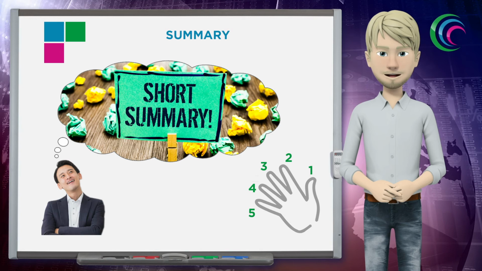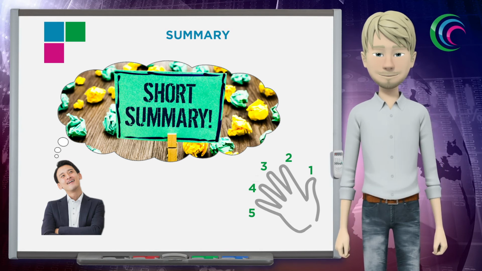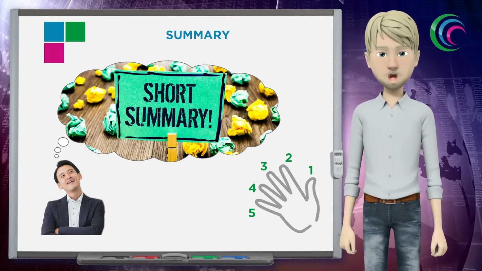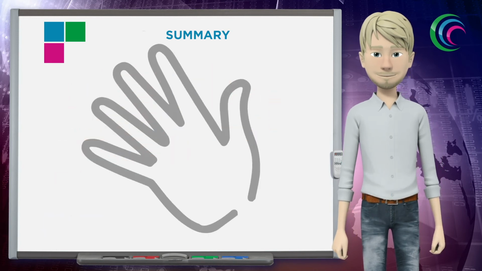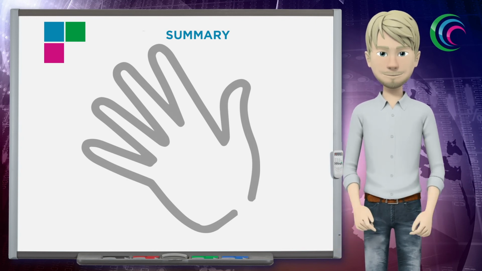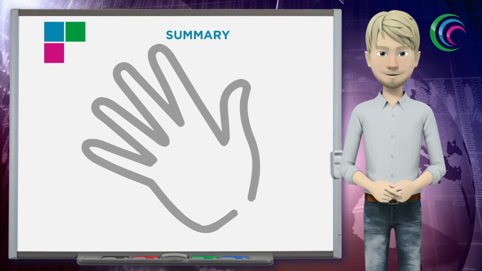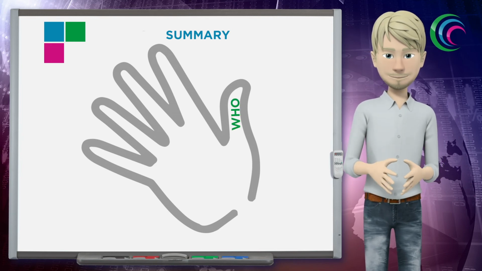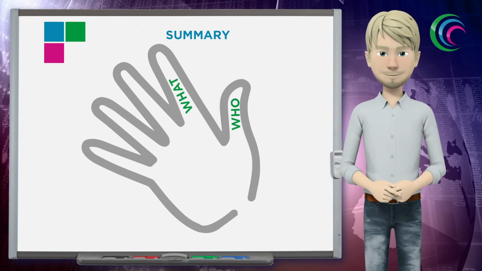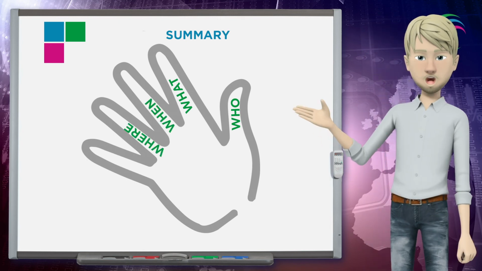These 5 steps can be used to help you summarize. In order to remember them, you can use this trick. Take a look at your hand. Spread your fingers. Each finger represents one of the steps. Your thumb, who. Your index finger, what. Your middle finger, when. Your ring finger, where.